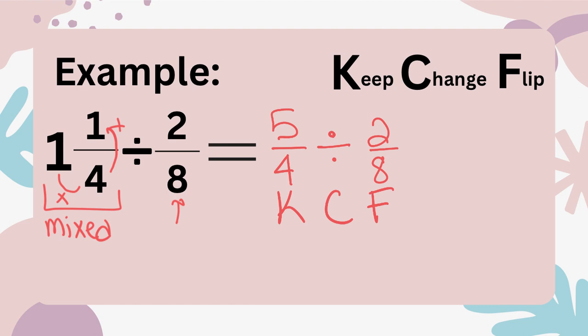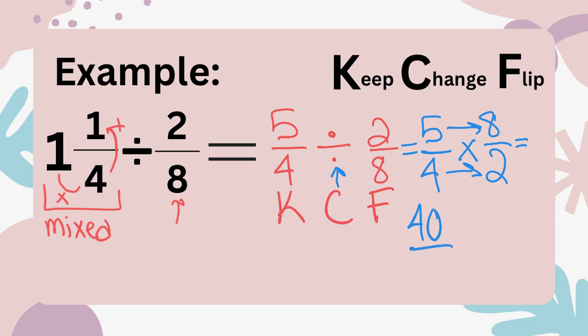So let's do keep, change, flip. So we're going to keep 5/4. We're going to change division to multiplication. And we're going to flip the last fraction to make it 8/2. Now we're going to multiply straight across. 5 times 8 is 40. I'm going to put my answer down here. And 4 times 2 is 8. And then I have to simplify. How many times does 8 fit into 40? Or how many groups of 8 can make 40? 5 groups. So my answer is 5.